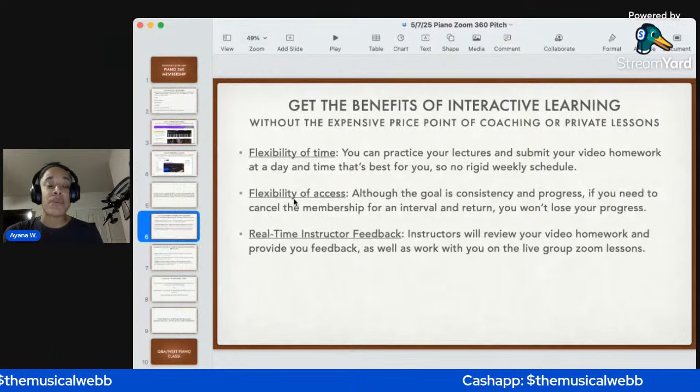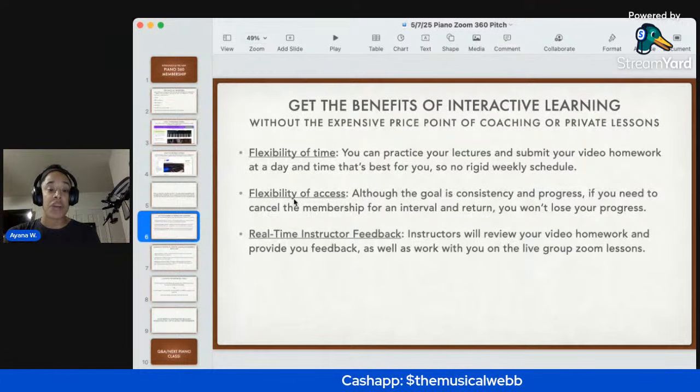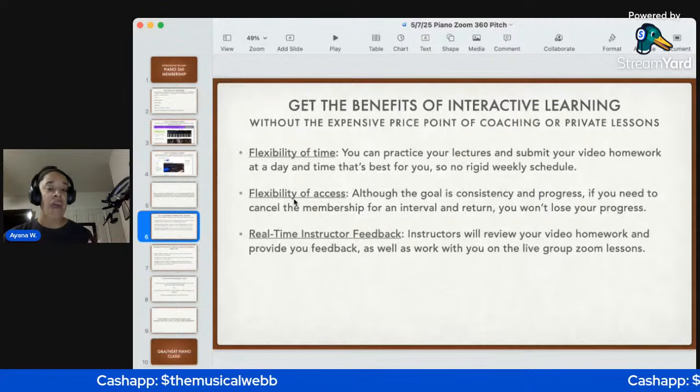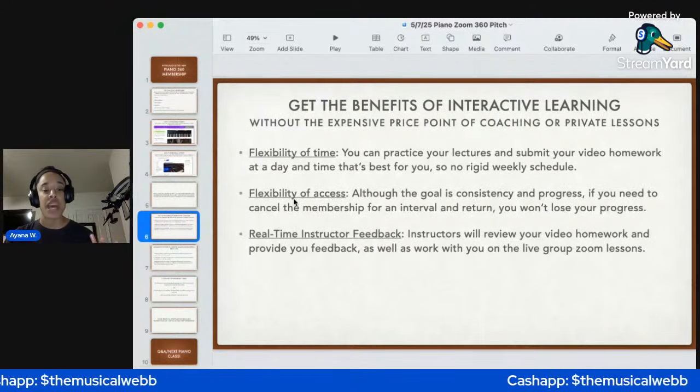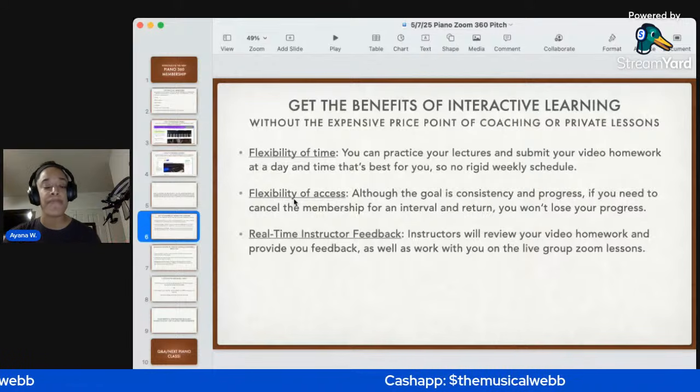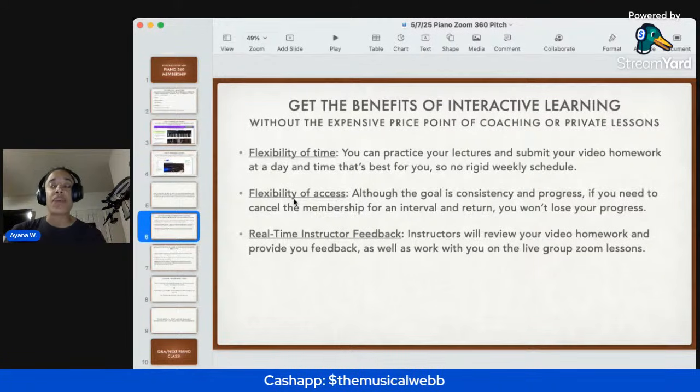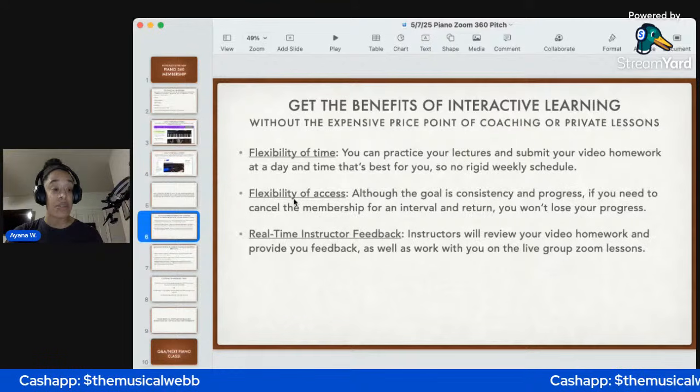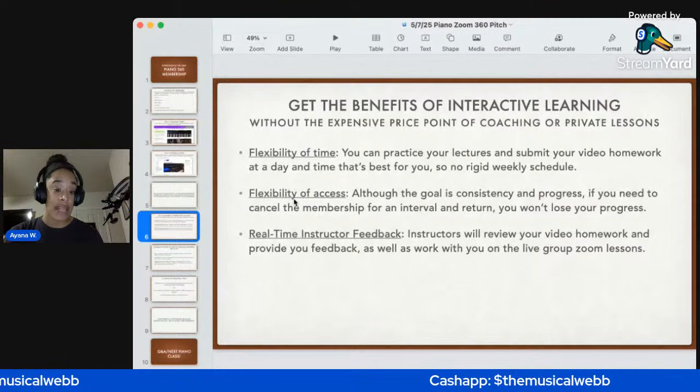So you get flexibility of time, because again, the lectures are self-paced. You can practice your lectures and submit your video homework at a day and time that's best for you. So there's no rigid weekly schedule that you would need for private lessons, which is a big deal because a lot of teachers have policies where if you miss a lesson or if you cancel a lesson, you don't get your money back for that lesson.